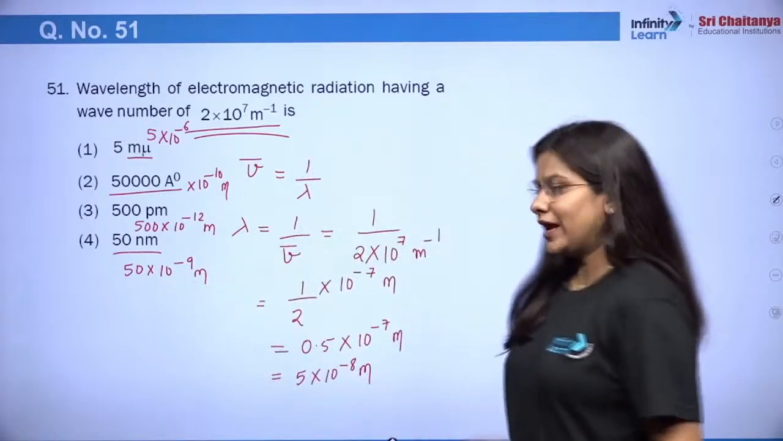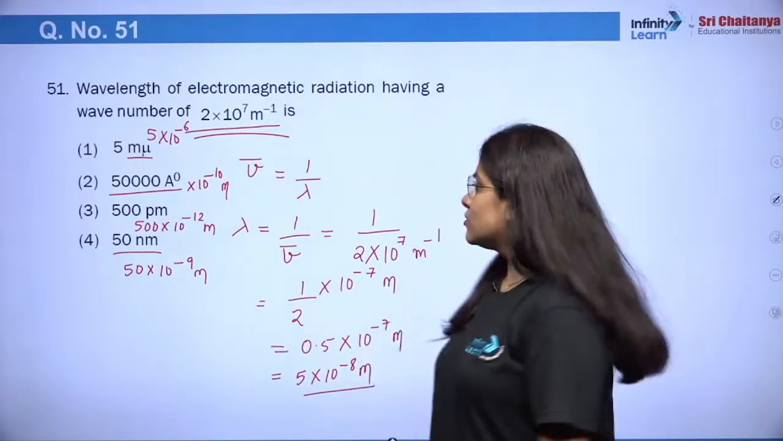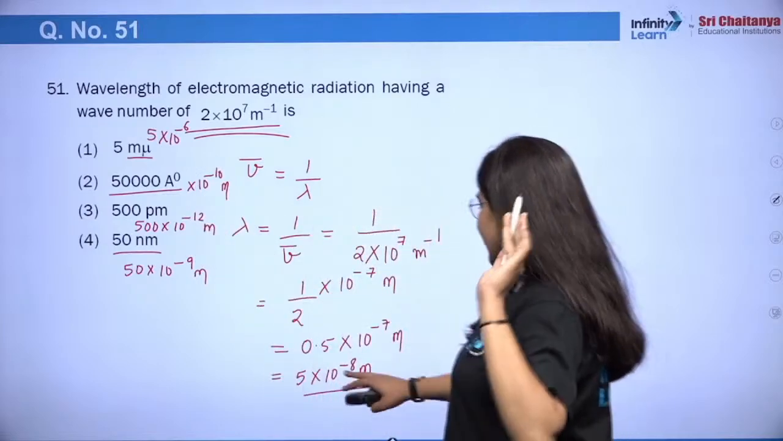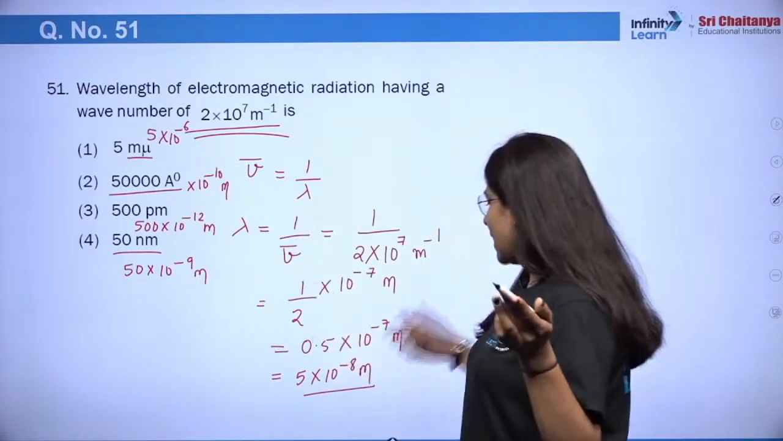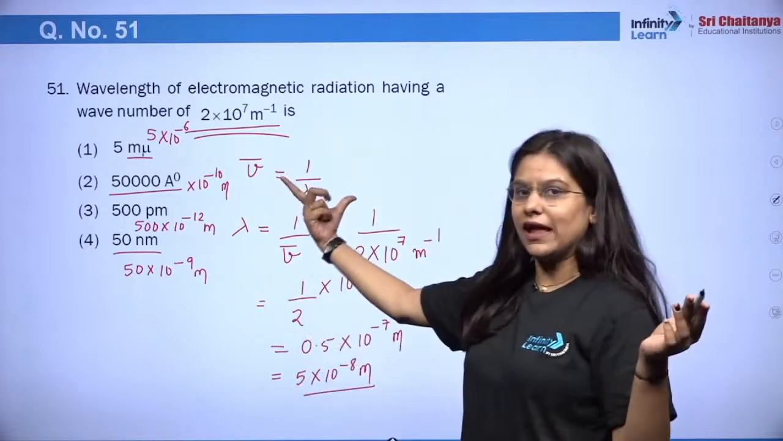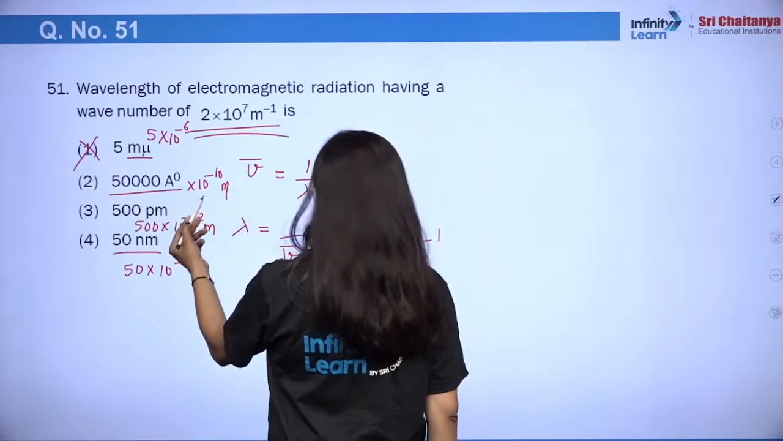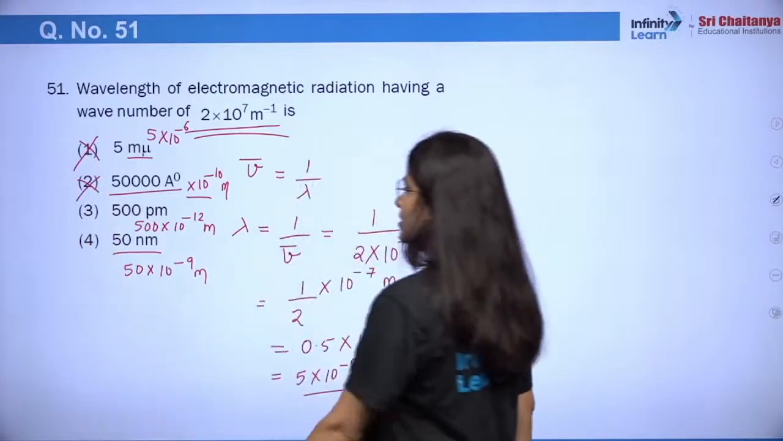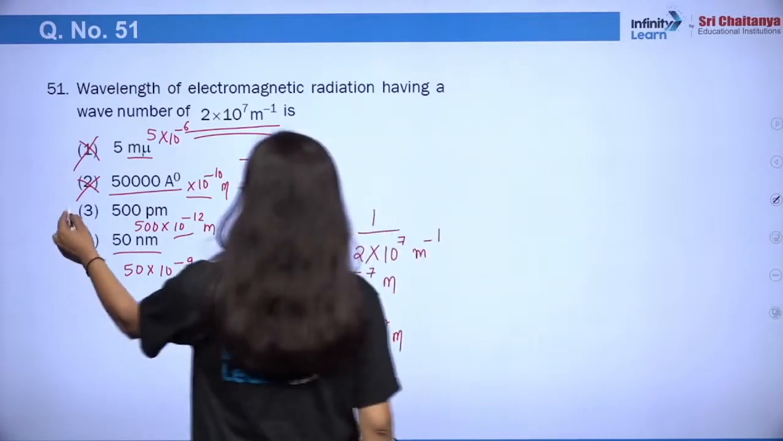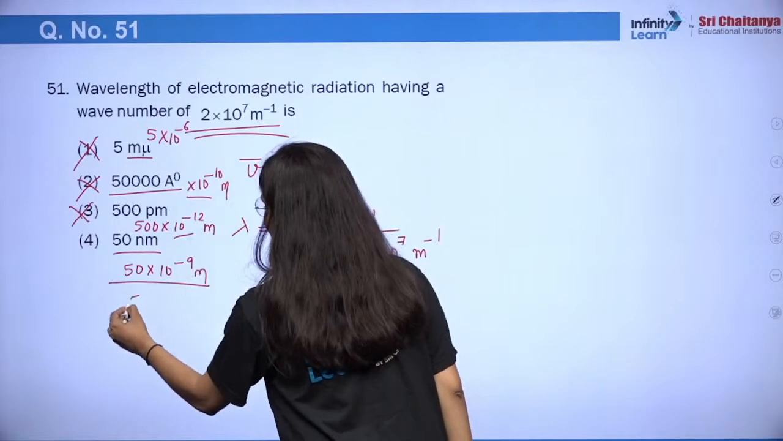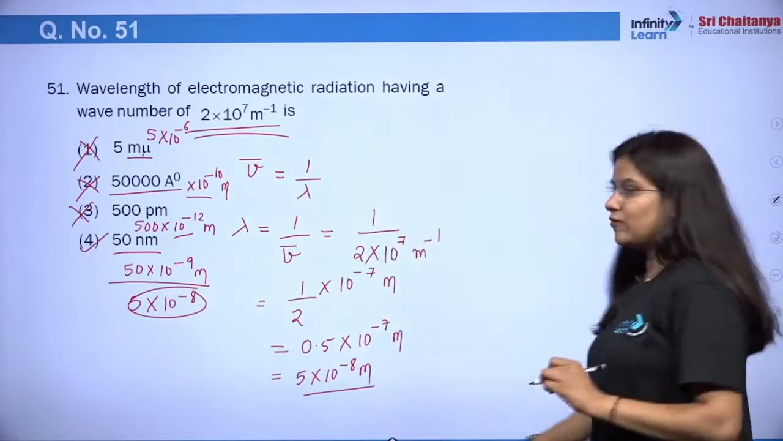So I'll check which of the options matches my answer. My answer is 5 into 10 raised to power minus 8. As of now it is not matching any option. Can it be micrometer? No, we have 10 raised to power minus 6 and minus 8 here. This value is less, that value is more. So no, it is not the answer. Next, 5 into 10 raised to power minus 10. This will not be the answer. What will be the answer? 50 into 10 raised to power minus 9, or 5 into 10 raised to power minus 8. So my answer is 4, that is 50 nanometer. Is it clear?